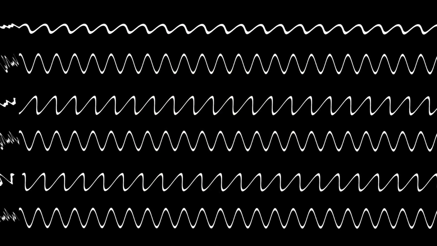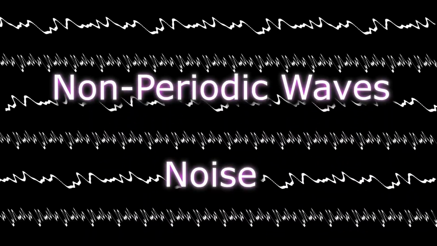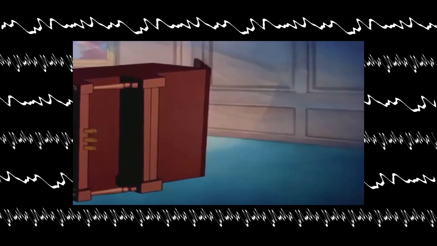Furthermore, if they are random and chaotic, they are known as non-periodic, also known as noise. Even if you're not a musician or physicist, you probably heard this term before. Frequency. Remember all the fancy names, compression and rarefaction?